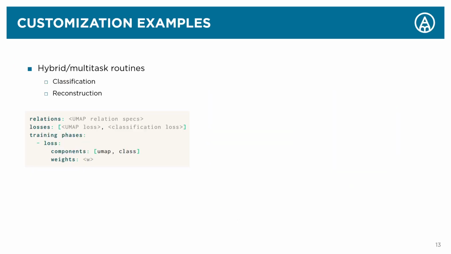Now I want to give you an idea of how the customization works in ParaDime. One simple way to experiment with new DR ideas is to create hybrid or multitask routines. These are routines where the model learns to perform two tasks at once, for example the DR and classification, or the DR and reconstruction, such as in an autoencoder. Here's an example of how simple it is to combine these tasks in ParaDime. You just list the two individual losses, here one for UMAP and one for classification, and they are automatically combined.